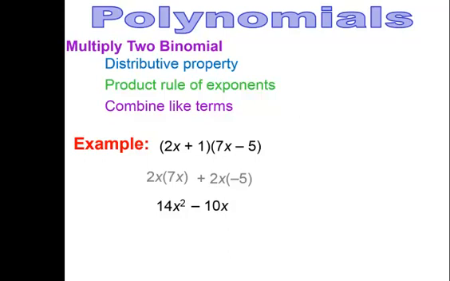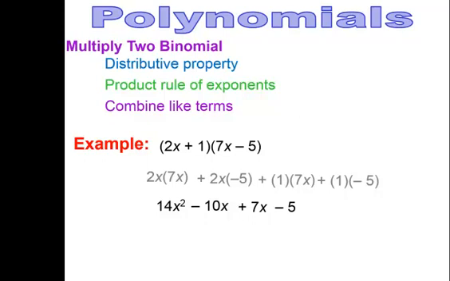Now you need to take the second term in the first parentheses and distribute it to everything in the second parentheses. So you're taking that 1 and you're going to multiply it to that 7x, and you're going to be left with plus 7x. And then you're going to take that 1 and multiply it to that negative 5 or minus 5, and you're going to end up with a minus 5. So here is how you do the multiplication for when you have two binomials multiplied together.